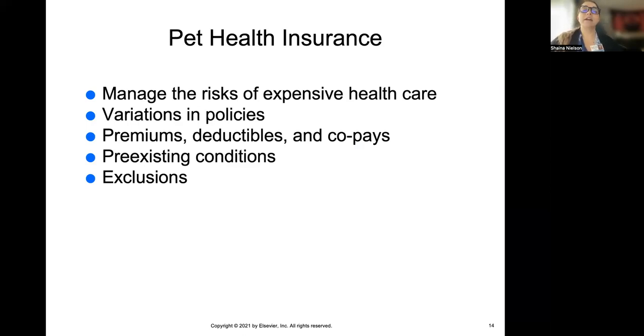So there are variations in policies, and these policies will reflect on a few things. What are you trying to get covered? Is this more for emergency only? Is it that you want it to cover regular exams and wellness appointments? Do you want it to cover therapy and integrative medicine, holistic medicine? So there are a lot of different variations and packages that you can buy onto your policy.